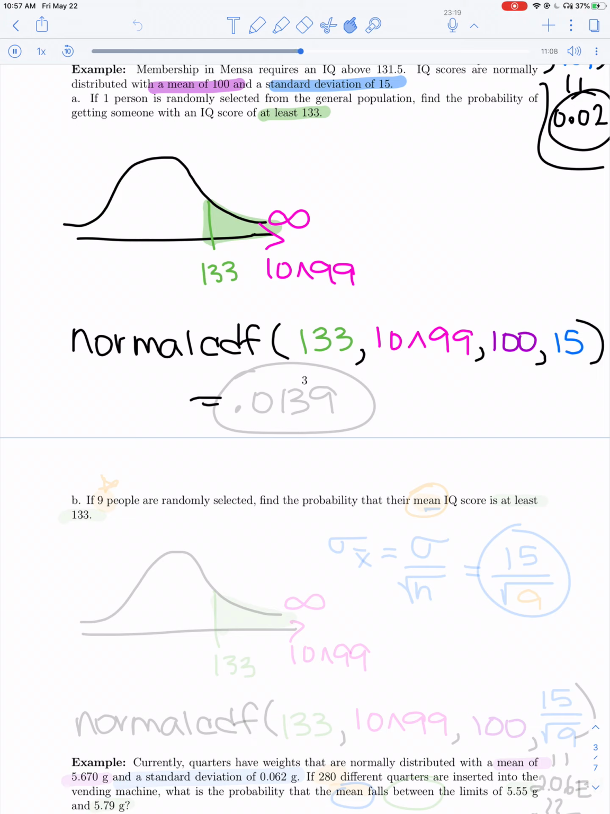What our calculator gives us is 0.0139, and that's our probability. And we're done with at least part A.